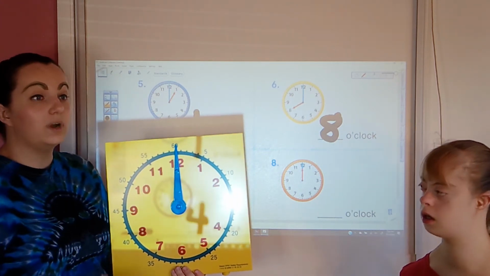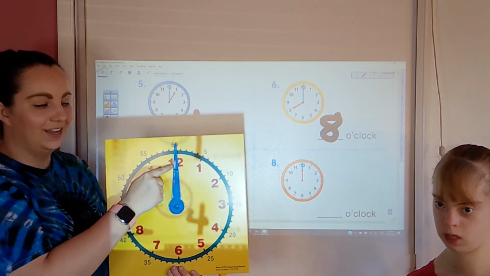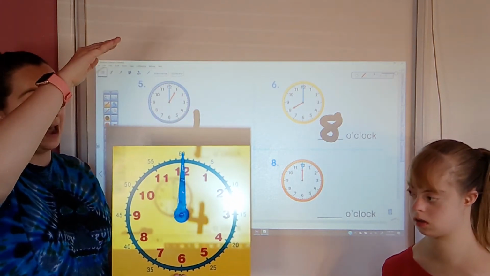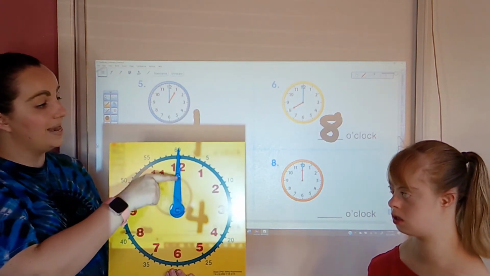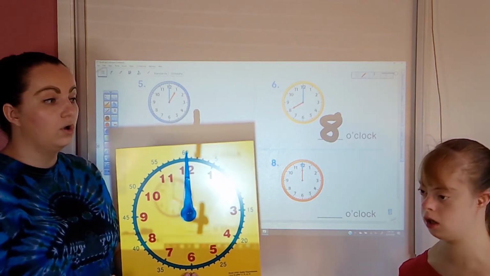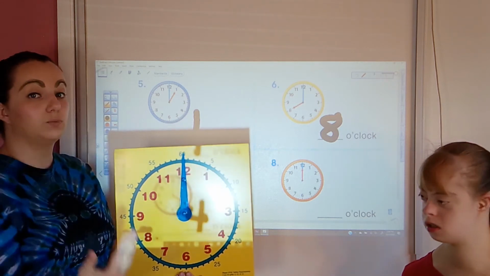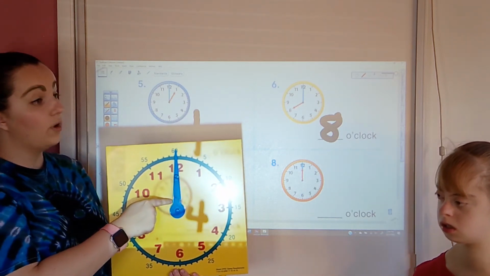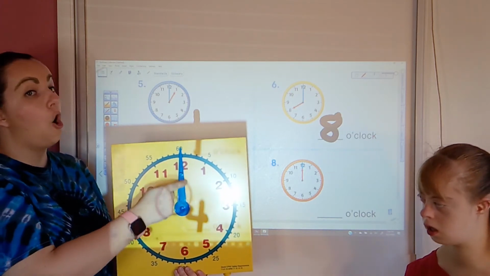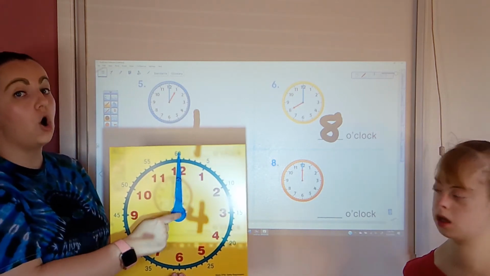When we're reading what the short hour hand is, we call 12, 12, okay? 12. And then we go ahead and look at the long minute hand. What do we call it when the long minute hand is pointing straight up? What special words do we say? O'clock. Good. Right here. Now let's put it together. The hour hand's pointing to 12. Then the minute hand o'clock. Good. So we read it as 12 o'clock.